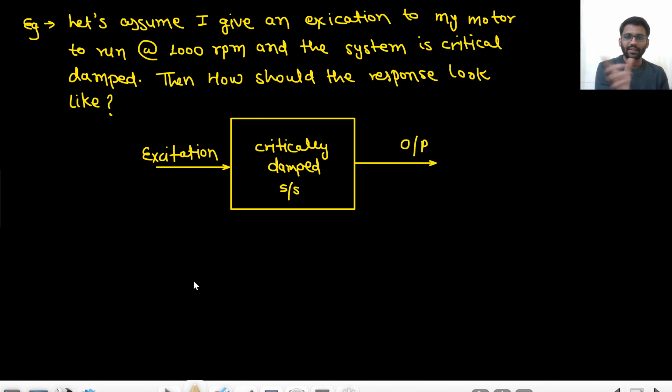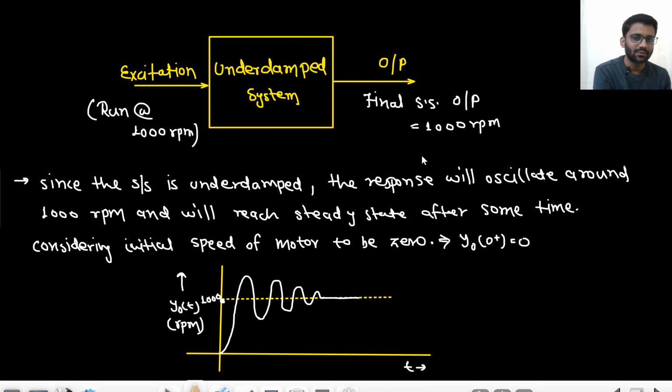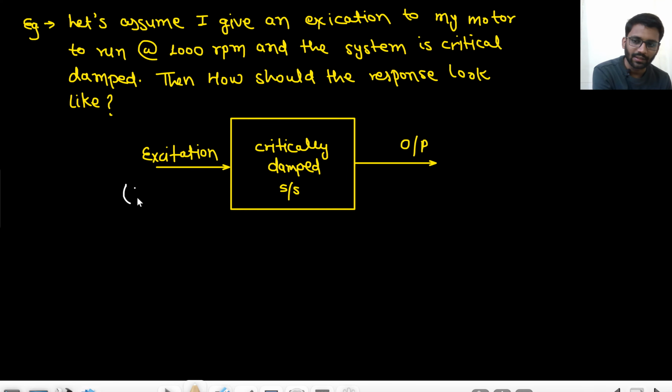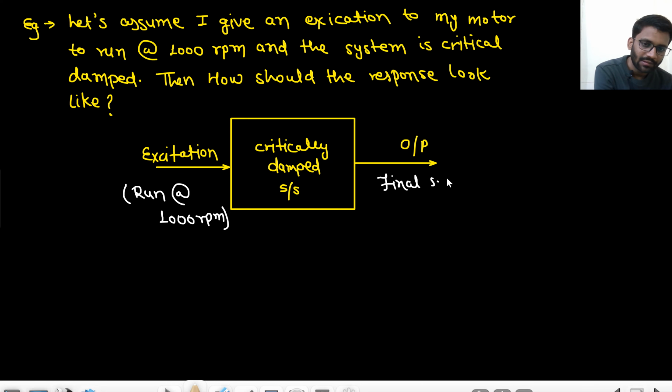Okay. So we will take the same example. Now you are giving an excitation to run the motor at 1000 RPM. The same example, run at 1000 rpm, your final output would be 1000 rpm. You are telling your motor to run at 1000 rpm and your final steady state output is 1000 rpm, right? Now you are giving that excitation to the motor. So how should the response look like?